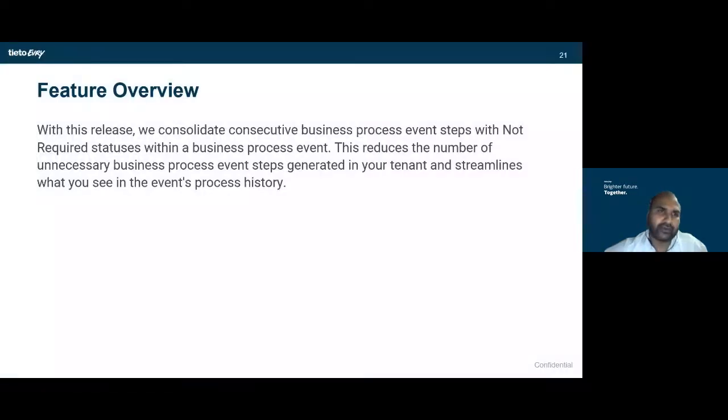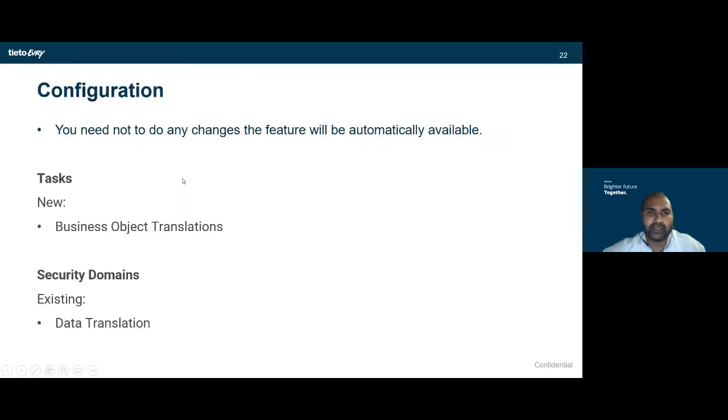So I will show you what this release does: we consolidate consecutive business process event steps with not required status within a business process event. This reduces the number of unnecessary business process event steps generated in your tenant and streamlines what you see in the event process history. For example, in a business process, if you have configured multiple integrations and they are not getting called and are getting skipped, Workday will consolidate all those events into a single step and show you. So it will be easy for you to understand which integration steps have been skipped and which have not. I will give you a demo after this configuration part.